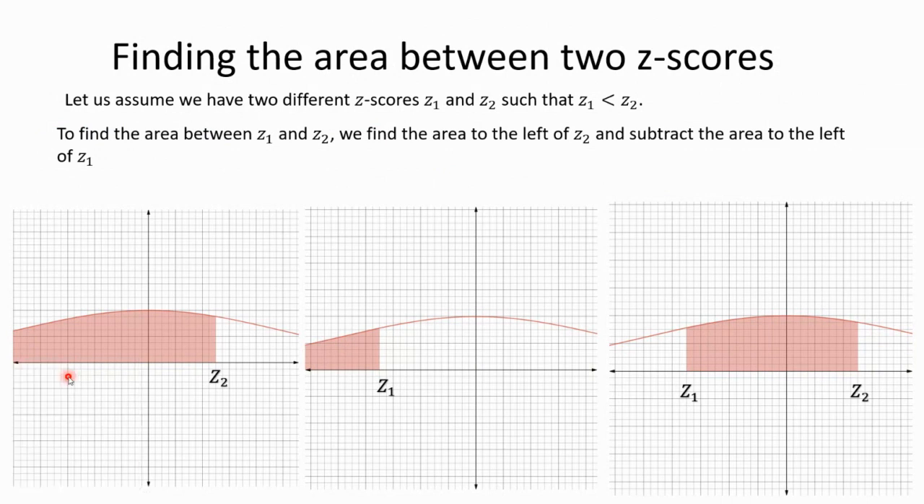If you want to get the area between two z values, so let's say you have 2 different z scores, Z1 and Z2, and Z1 is less than the other. If you want to get the area between them, what I'm trying to show you here, by graphing, is that you get the area to the left of Z2 and subtract off the area to the left of Z1.